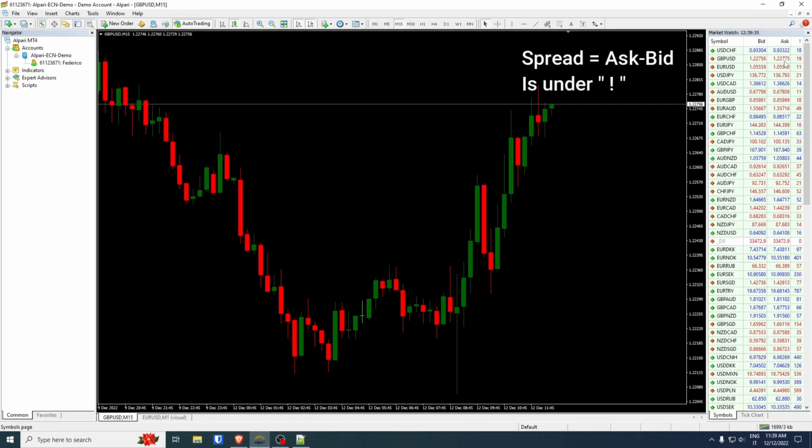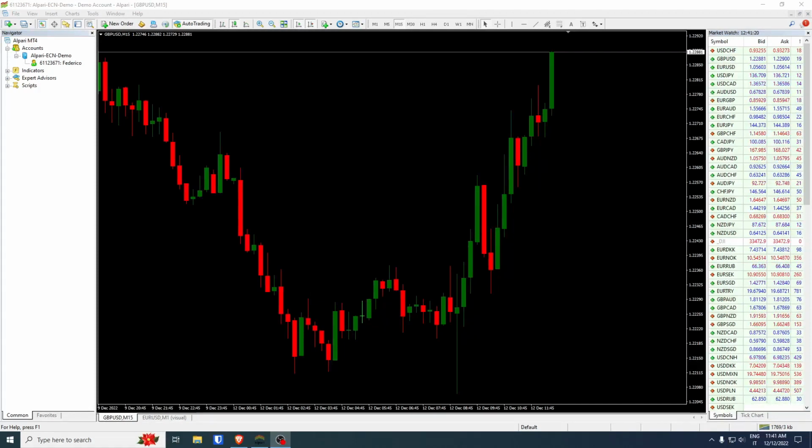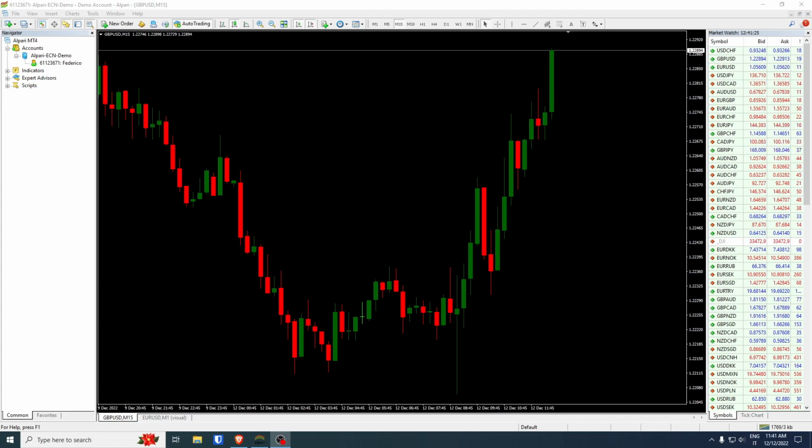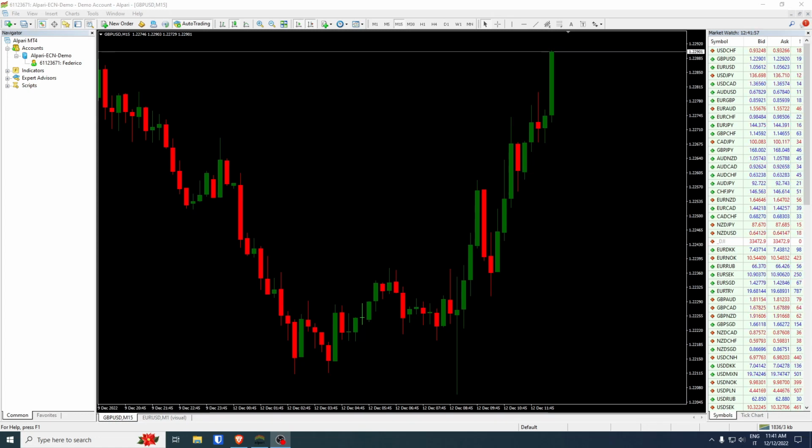If you want to know how much spread there is in a certain market, you can just see it right here. So the spread is essentially the broker commission. We can say that in a few words. Okay, and it can change. Then we have the slippage.